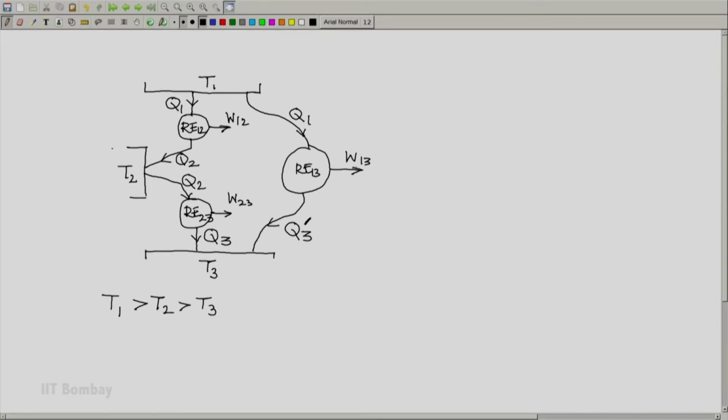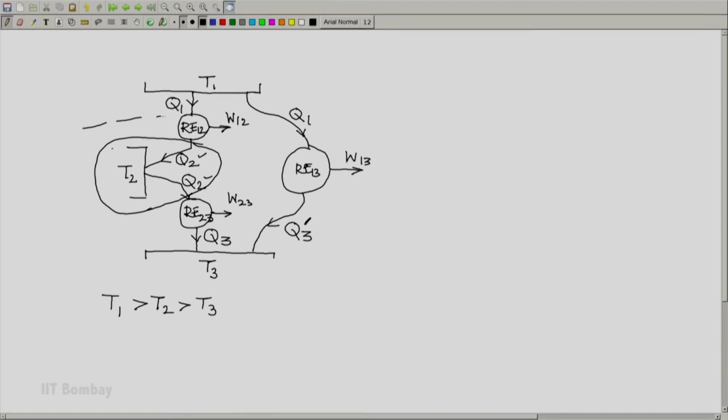And we will realize that RE13 is a reversible engine working between T1 and T3. What does the combination of RE12 and RE23 do? Because T2 absorbs Q2 from RE12 and provides Q2 to RE23, T2 does not really come into the picture, it just absorbs heat and rejects heat. So all it does is it anchors the temperature between RE12 and RE23 to this temperature T2.